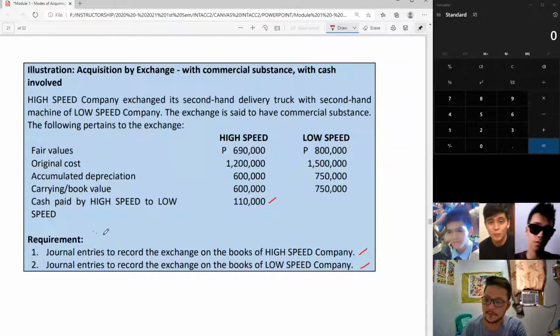So ito po, cash paid by high speed to low speed. So ikaw high speed, ikaw yung nagbayad. Itong 110 na yan, that should be added to the cost of your new asset. Low speed naman, because you received it, it should be a deduction in your cost of the new asset. Okay?